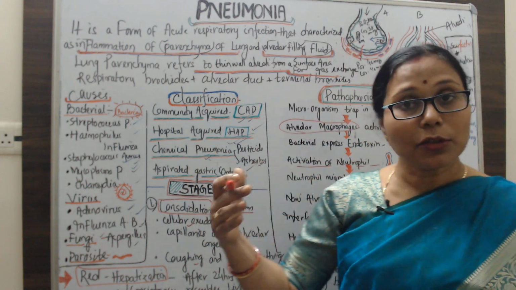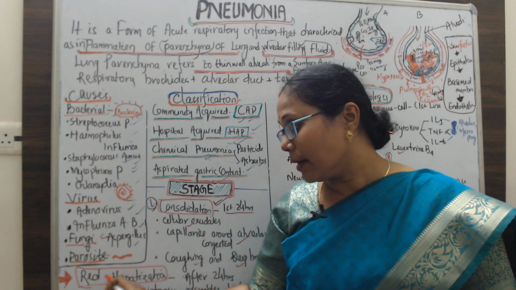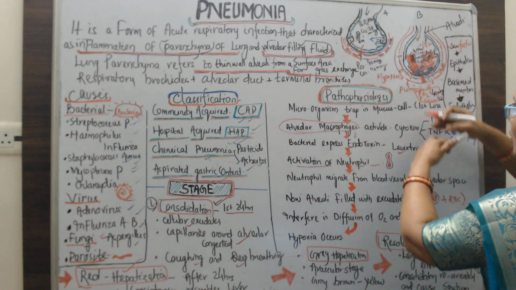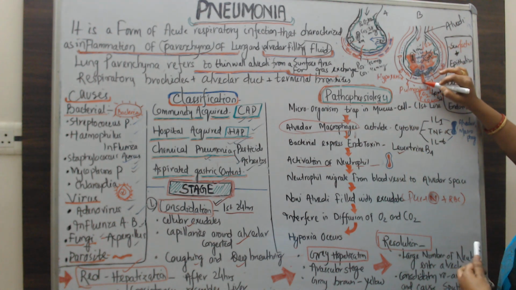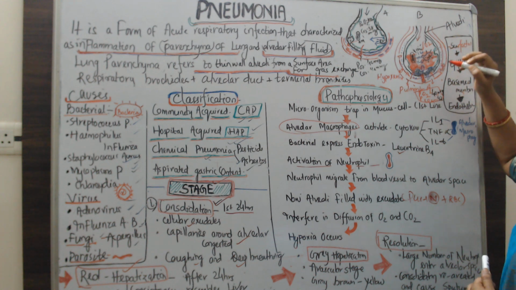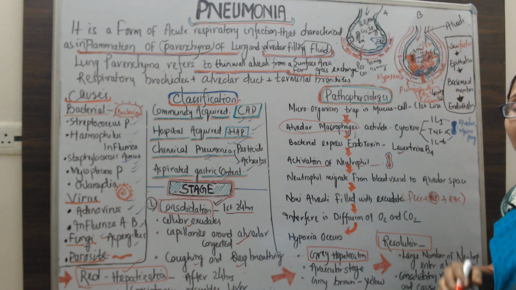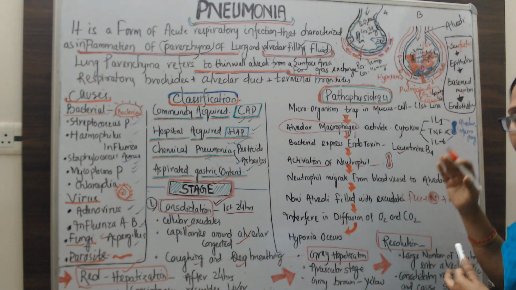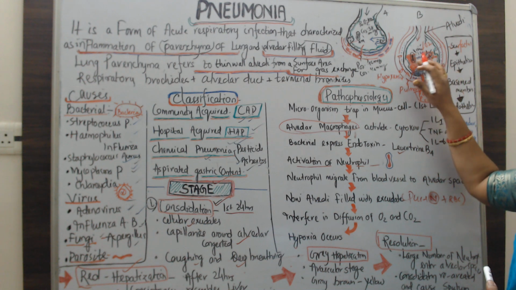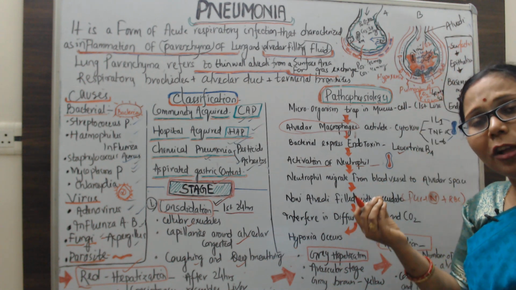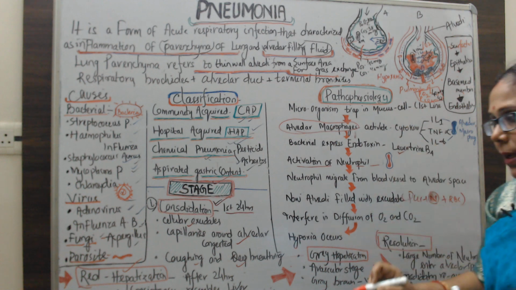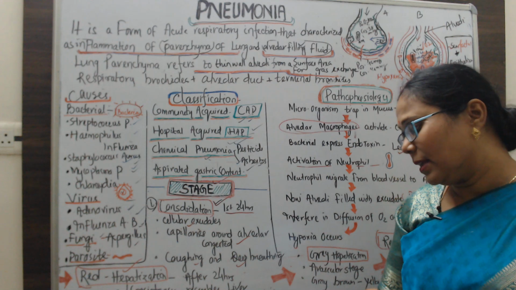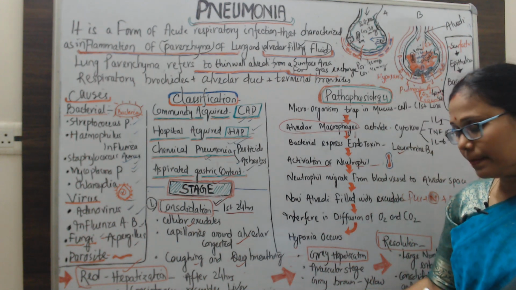And after 1 to 2 days, what happens? That is called red hepatization, because due to the vasodilation of the blood vessels, the red blood cells move from the blood vessels towards the alveoli. Red means due to the RBCs moving there, and hepatization means the consistency of the lungs turns into liver consistency. So it resembles a liver, with the alveolar capillaries and blood vessels.